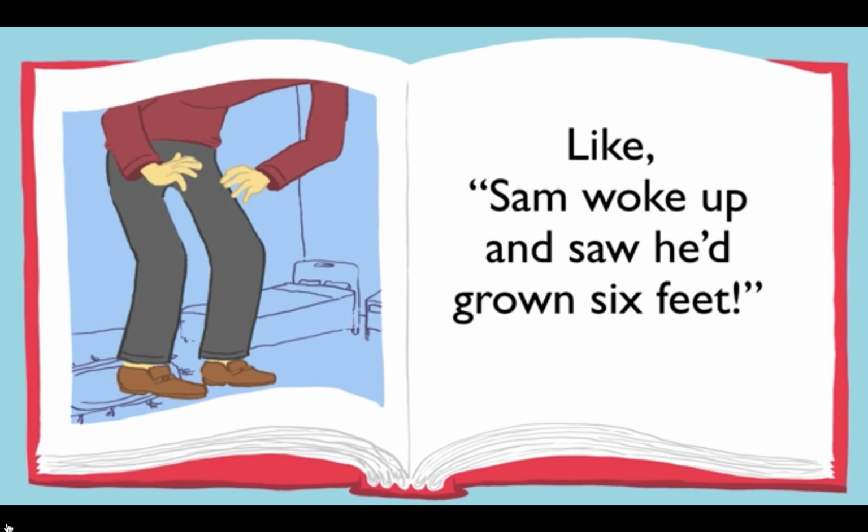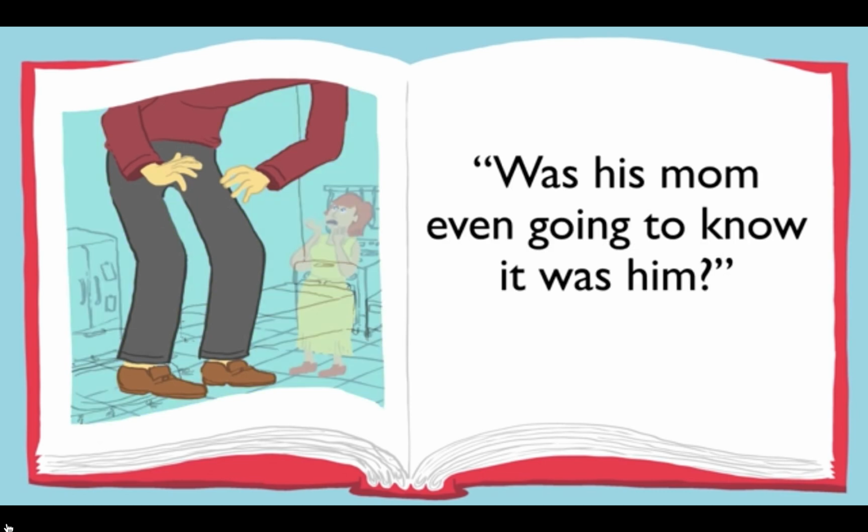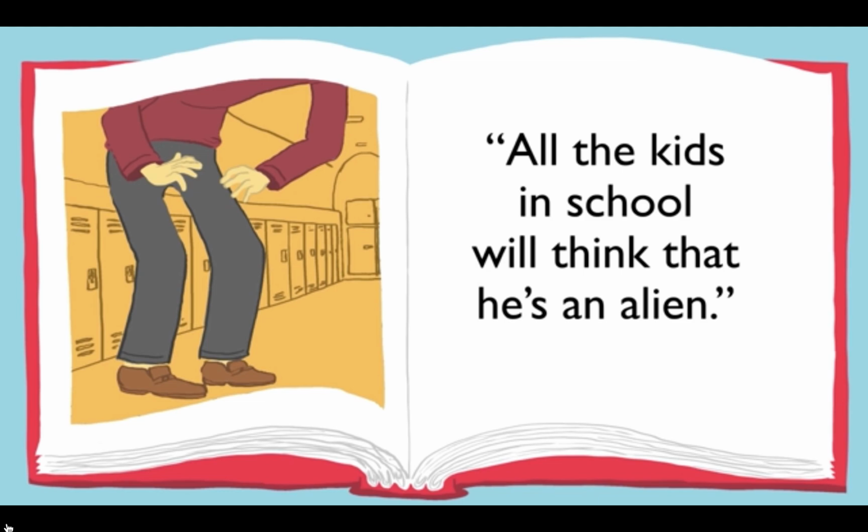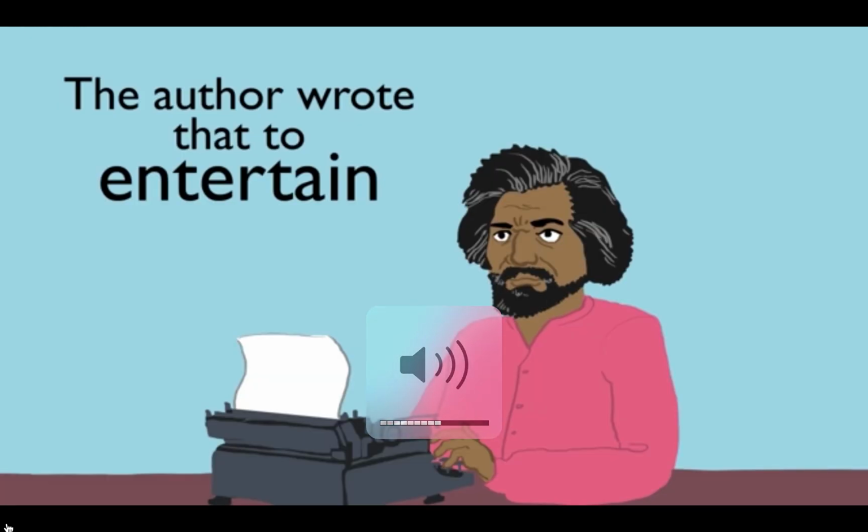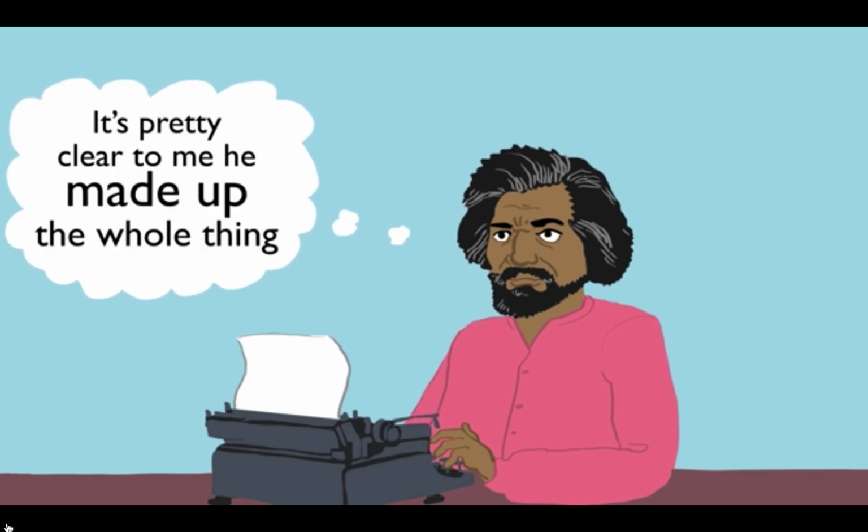Like Sam woke up and saw he grew 6 feet. Was his mom even gonna nerd with him? All the kids in school will think that he's an alien. The author wrote that to entertain. It's pretty clear to me he made up the whole thing.